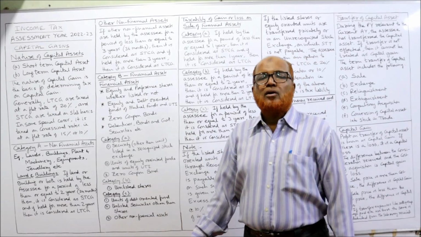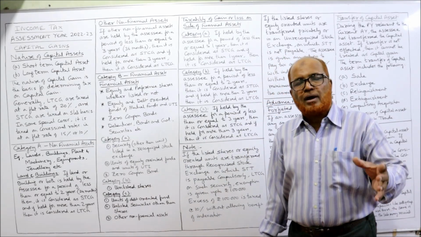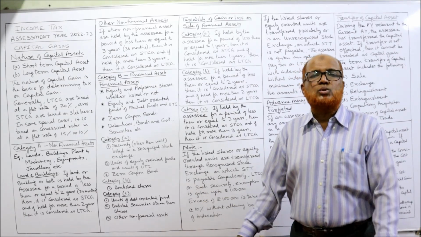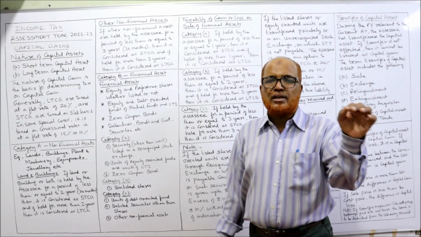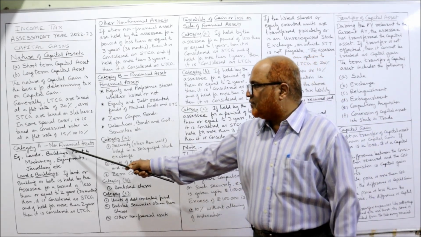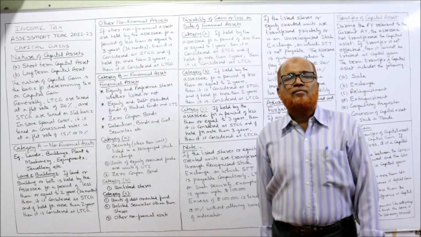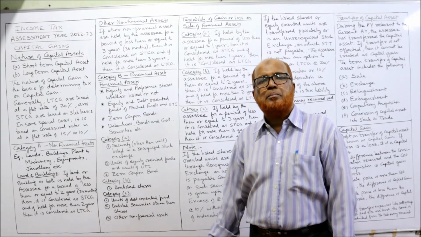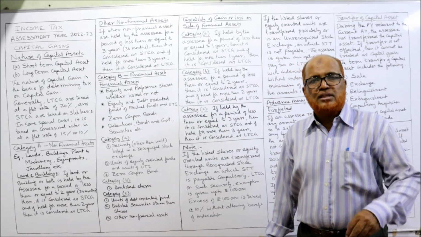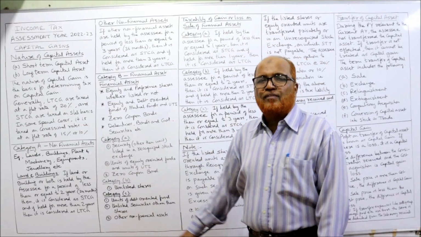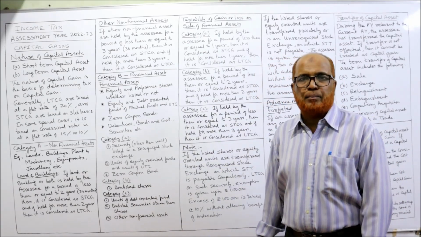Now, in order to understand when we apply short-term and when we apply long-term, we divide the assets into two categories: non-financial assets and financial assets. First we discuss non-financial assets. Examples of non-financial assets are land, building, equipment, jewelry, etc. These are examples of non-financial tangible assets. Now first we discuss land and building.